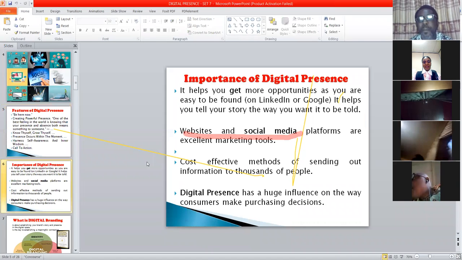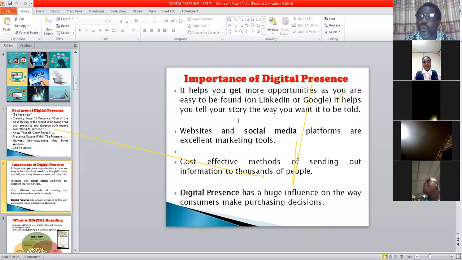Let's move on. Importance of digital presence. Why is it important? It helps you to get more opportunities, as you are easy to be found. That's the truth. You get more opportunities. People will tell you, I've gotten some opportunities that way. A lot of people have gotten opportunities.